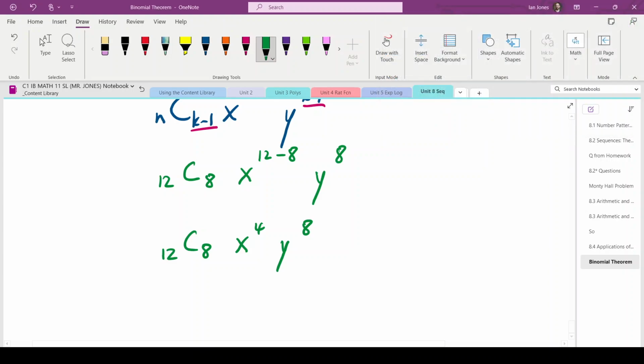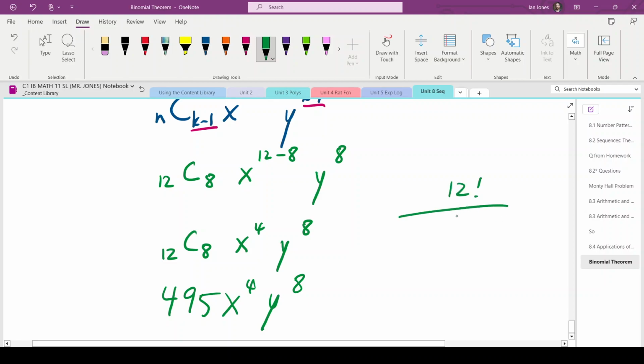So then I just have 495 x to the 4, y to the 8. Again, if I needed to do it without a calculator, it would not be so bad. This term here is n minus r. I'm going 12 times 11 times 10 times 9. The rest I don't write because the 8 factorial gets rid of them.